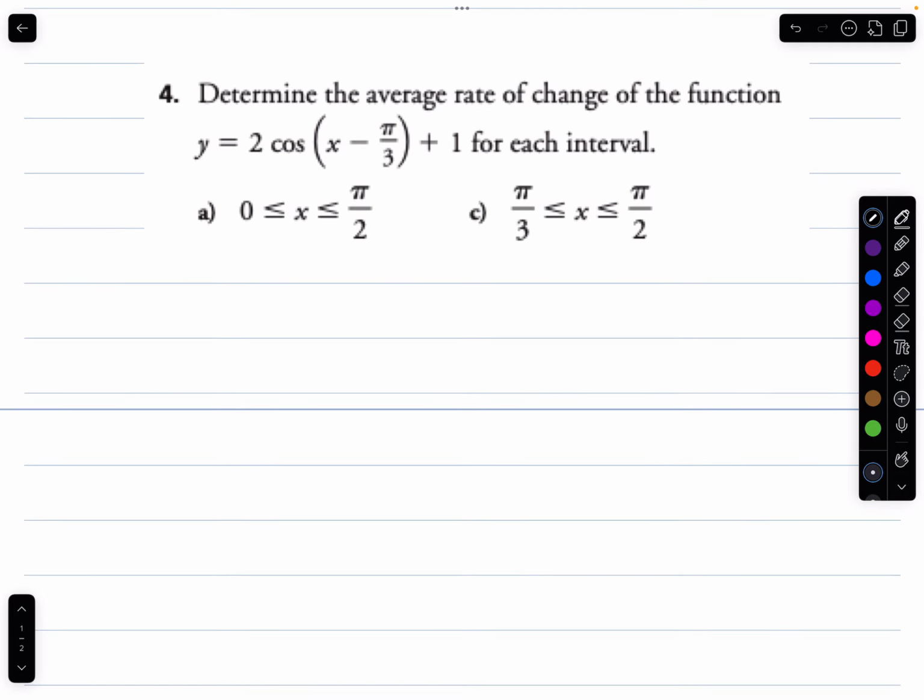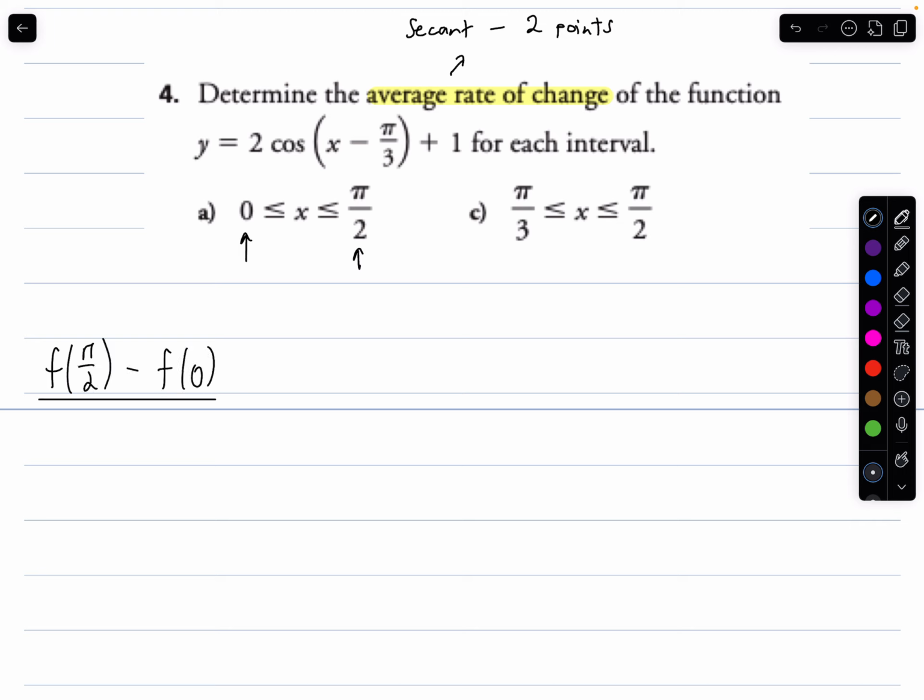Okay, let's move on to question number 4 from the textbook. It says, determine the average rate of change. So remember, before we were doing instantaneous rate of change, this is talking about the average rate of change. So the average rate of change, if we remember, has to do with the secant, which includes 2 points, right? And those 2 points are here and here. So what we have to do is we have to say f at pi over 2 minus f at 0 over pi over 2 minus 0. Remember, this is the AROC formula.